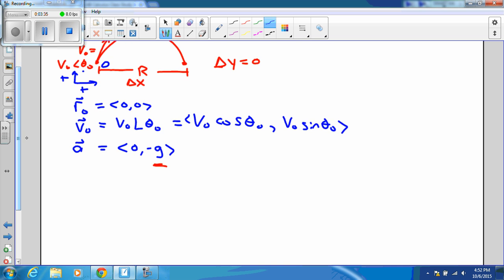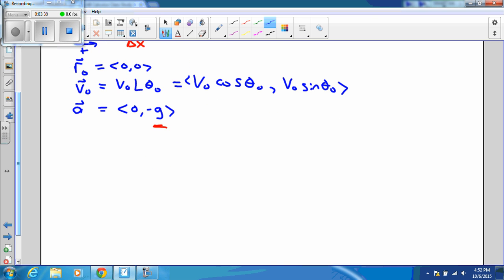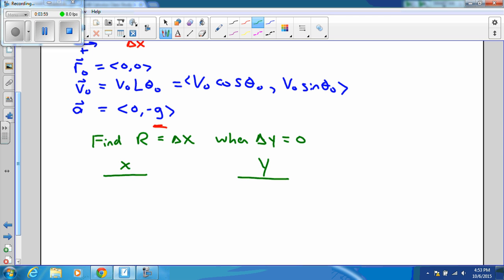So that's our setup. Now we want to translate our problem into math. And our problem is find the range r, which is delta x, when delta y is equal to 0. And so it's a fairly straightforward computation. We're going to set up x and y here. And we're going to begin with our delta y because we know that delta y is equal to 0. And that's equal to v0y t plus 1/2 a t squared.